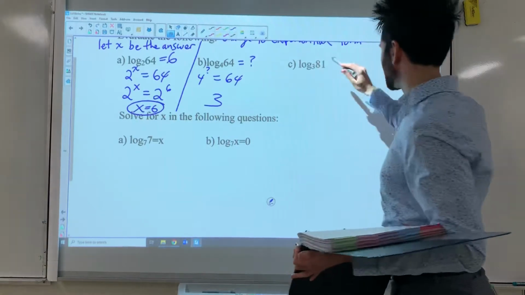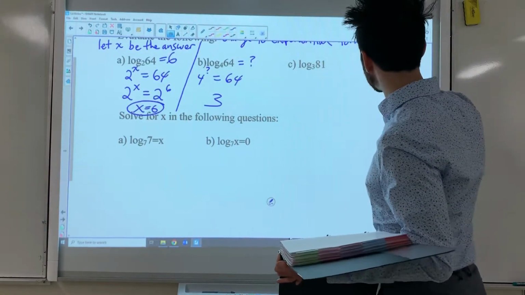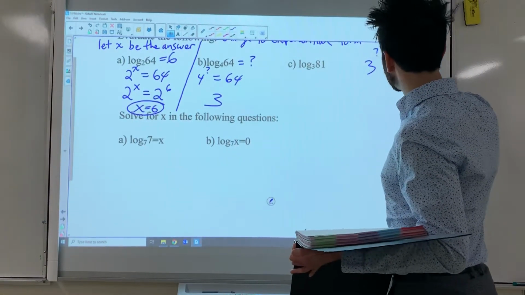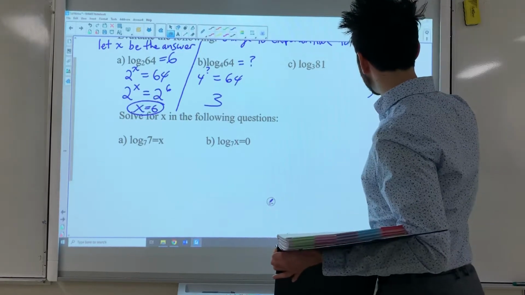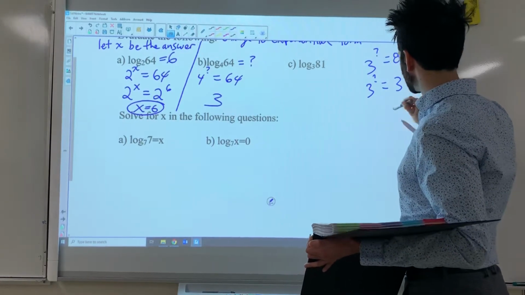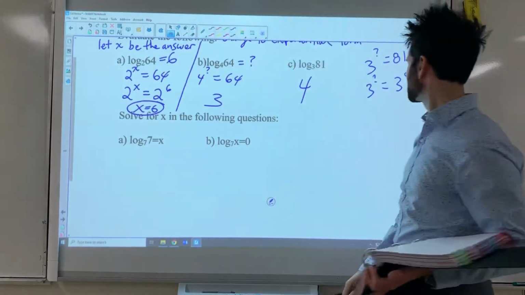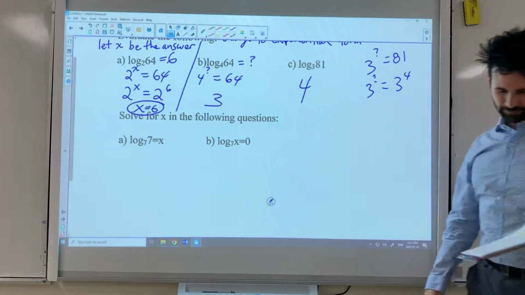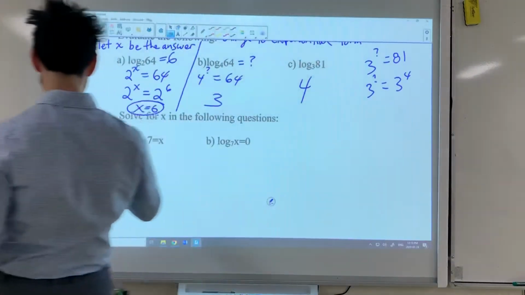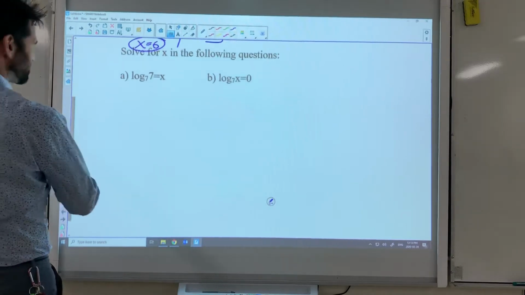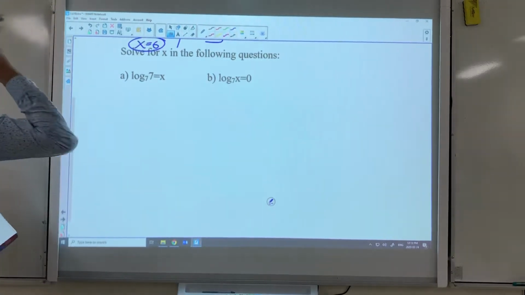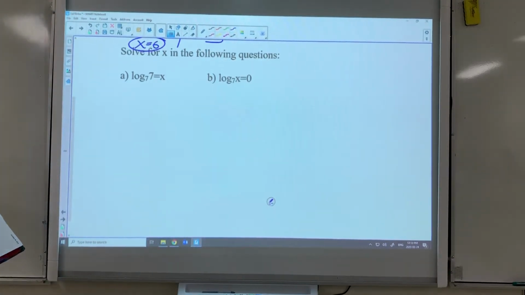Here's another one. Let's do it the proper way. So the way I expect you to do it on the exam, you go 3 to some power equals 81. I might have to rewrite that one. 81 is 3 to the 4. Okay, the answer is 4. Boom. Don't believe me? Type it, or you won't be able to type it in on your calculator. My bad. Okay, solve for x in the following questions.